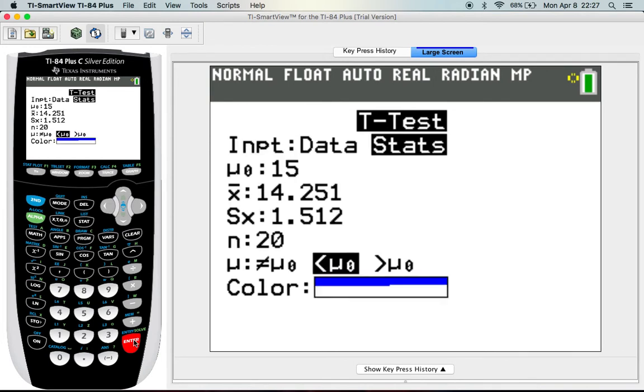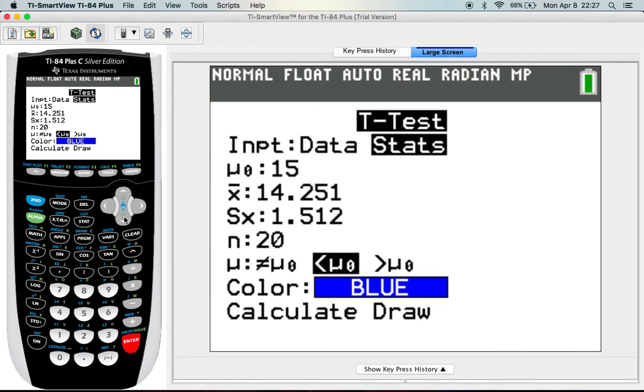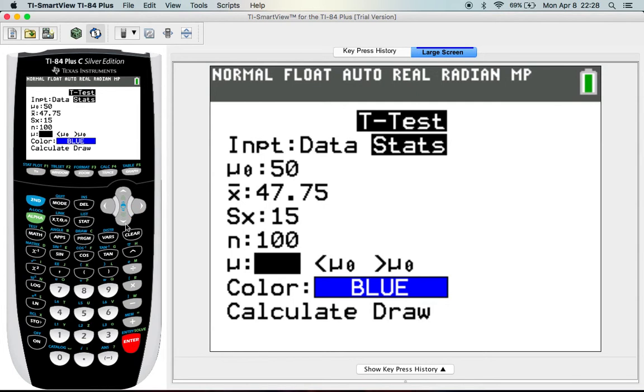Now this is the problem looking at the number of text messages that teenagers get in a day. So our mean was equal to 50. Our sample mean was 47.75. Our sample standard deviation was 15. And we surveyed 100 people. Okay, and then this was the two-tailed test. So I'm going to hit calculate.